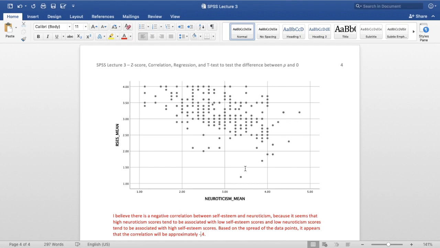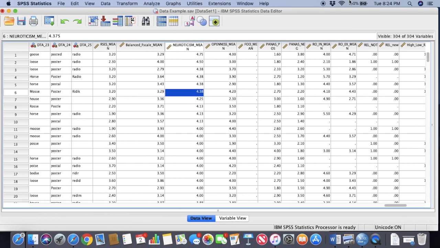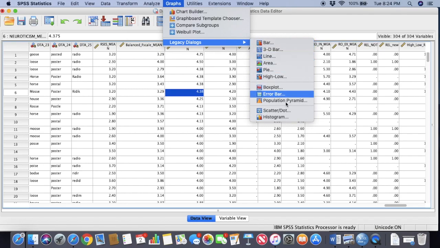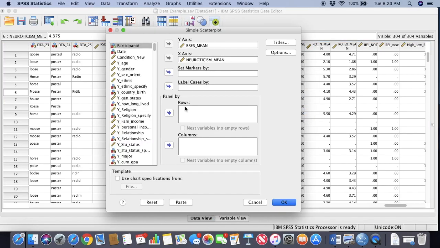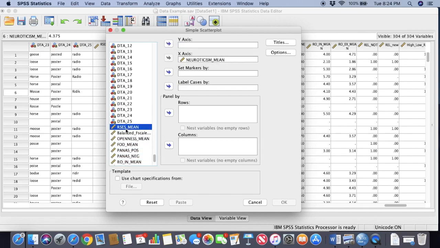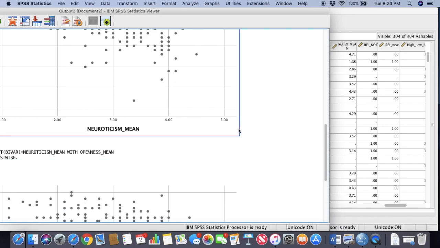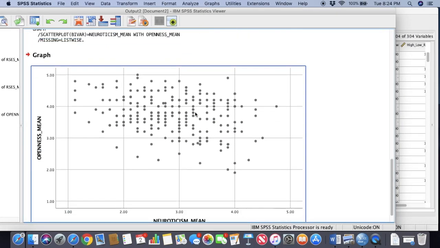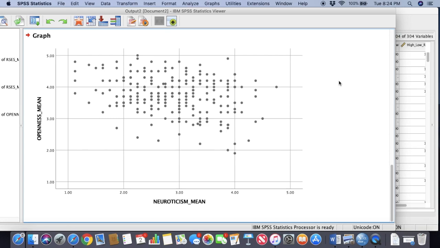Cool. So now let's do another scatter plot, but let's keep neuroticism on the x-axis and put openness on the y-axis. Okay, so go back to SPSS. We're going to go to Graphs, Legacy Dialogs, Scatter/Dot, Simple Scatter. We're leaving neuroticism on the x-axis, and we're going to put openness on the y-axis. Okay, let's do it. Wow, this kind of looks like there's nothing going on here, right?